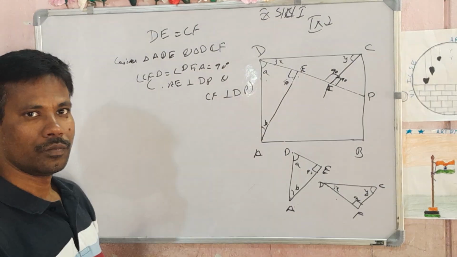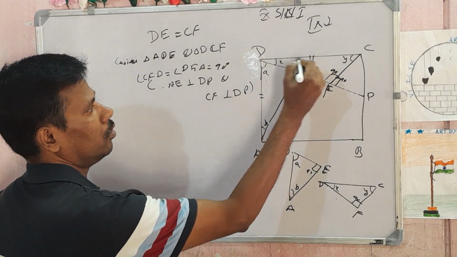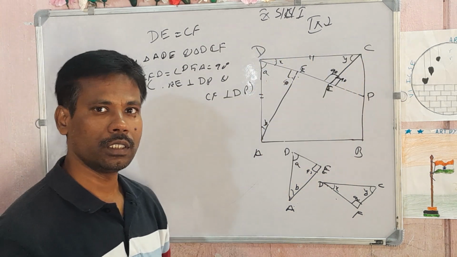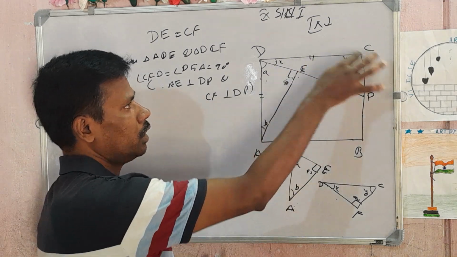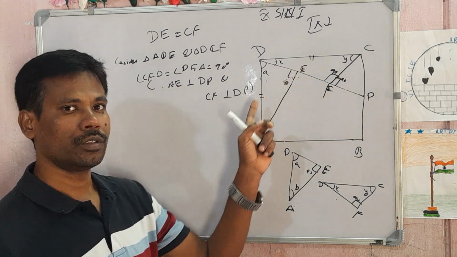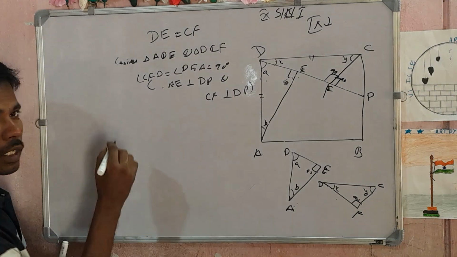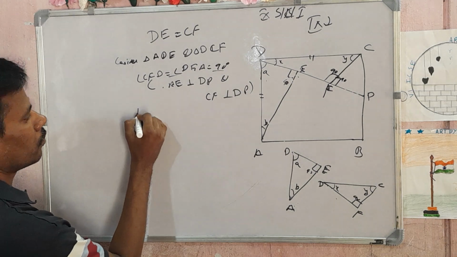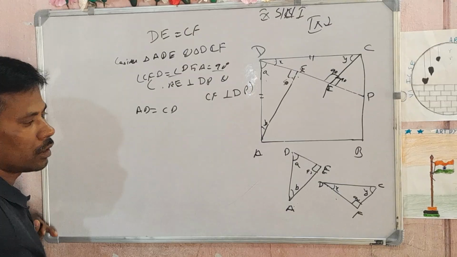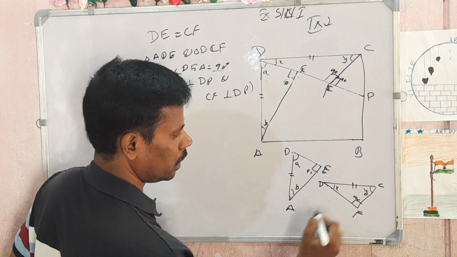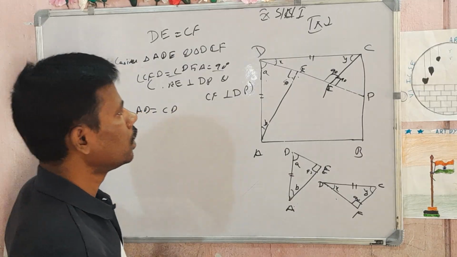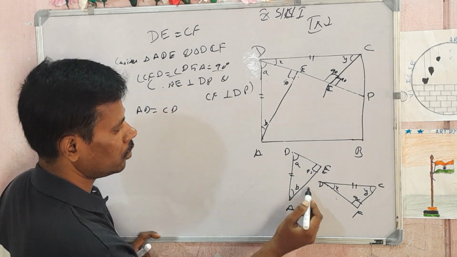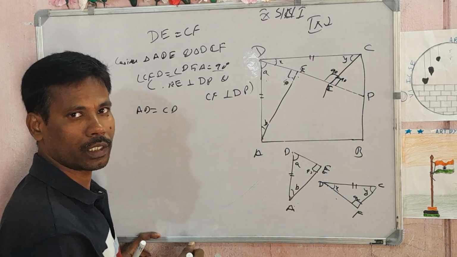So here AD is equal to CD. Do you agree with me? AD is equal to CD. Why? Can anyone tell me why AD is equal to CD? Yes, the sides of a square are equal. In a square, all sides are equal. This condition is over. Right angle is over. Hypotenuse is over. I want to prove these two triangles are congruent.